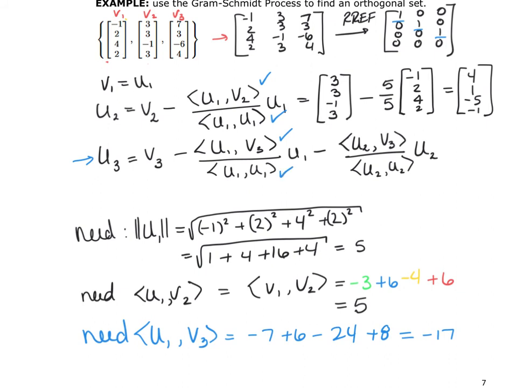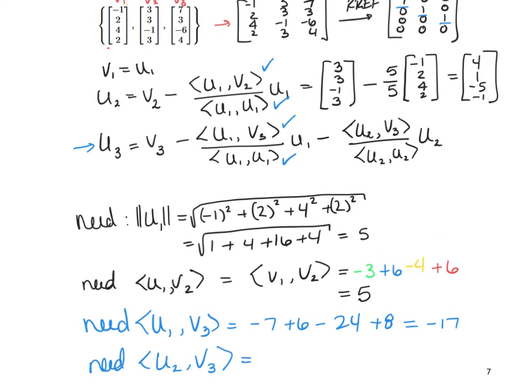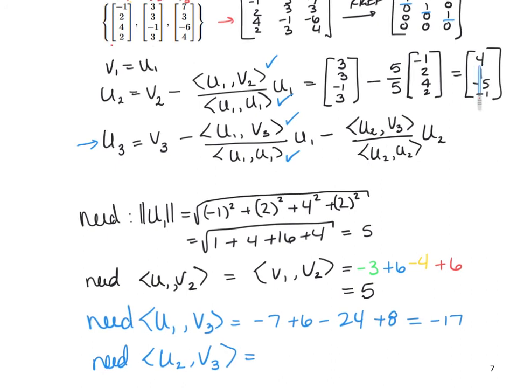The next thing I'm going to need for this one is the inner product of u2, which I've just found, with v3. This is my u2. I'm going to do the inner product. I want to say cross, but it's not the cross product. It's the dot product, if you want to think of it that way. I'm going to do 4 multiplied by that 7. It's going to give me 28.